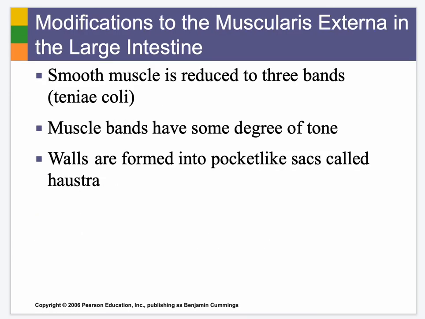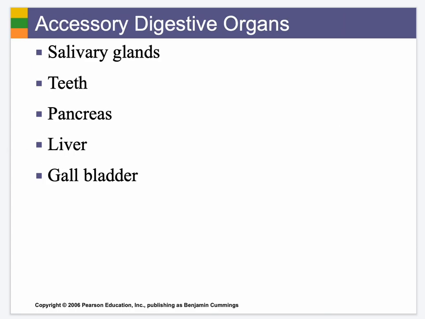So, the modifications to the muscularis externa in the large intestine. So, dun sa large intestine mo, tatlong bands yung smooth muscle, and that's what we call your taenia coli. And the muscle bands have some degree of tone, and walls are formed into pocket-like sacs called haustra. No, pag i-open mo siya.